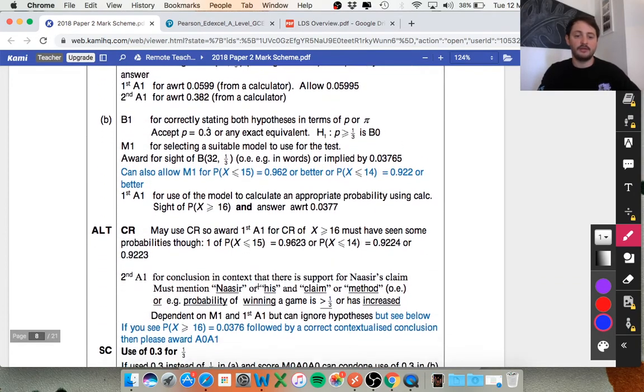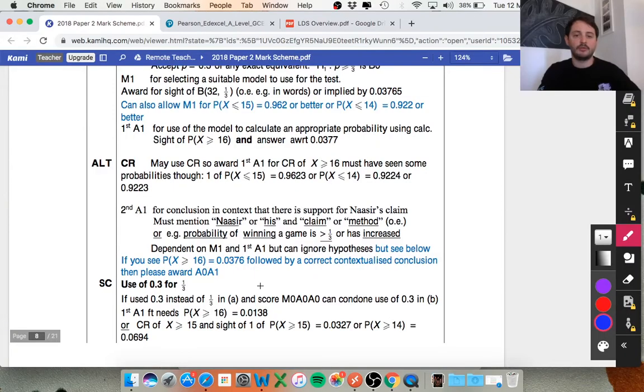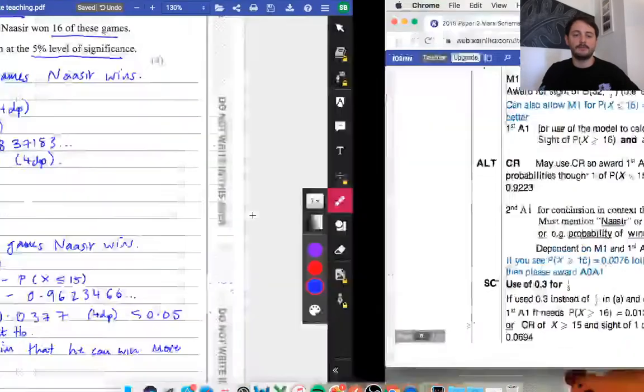Just leave that there in case you wanted to see any more detail of this bit. This is with critical regions if you wanted to use that, but I don't think we need to.